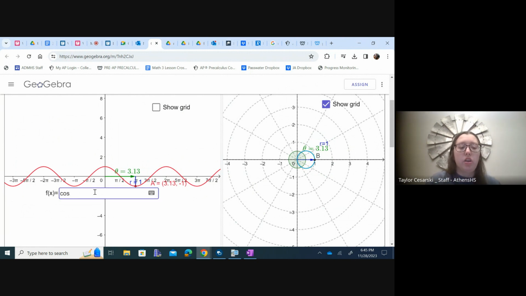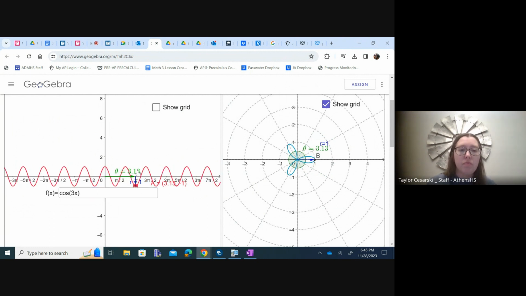All right, so what if I had cosine of, let's start with 3x. Same idea. I start at 0, I'm making my graph, I'm making my curve. That looks good. And right here, I've now completed a full rotation at pi. Once I get there, I'm just tracing over.